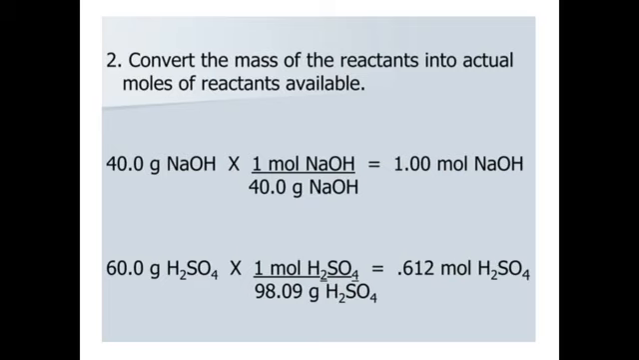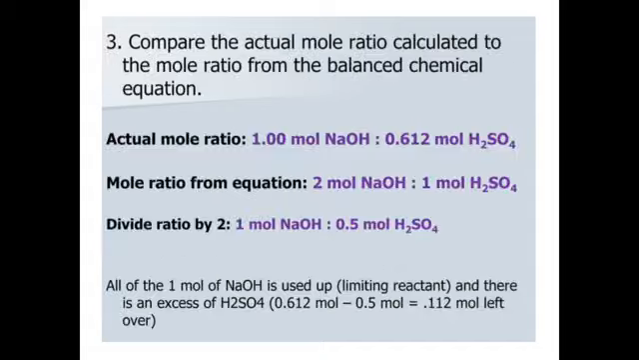So the mole of sodium hydroxide is 40 over 40, and that will give us 1 mole. And then the mole of H2SO4 will be 60 over 98. That's 0.612 mole. Okay. The step 3 to do is we want to relate the moles now. We want to compare them. The actual mole of sodium hydroxide is 1. That of H2SO4 is 0.612. The stoichiometric mole, or the mole from the equation, for sodium hydroxide is 2 and H2SO4 is 1.